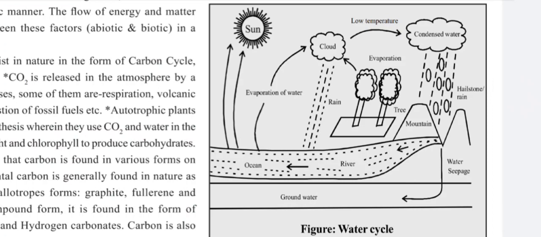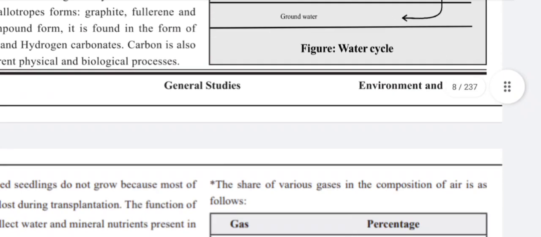After evaporation, cloud in the presence of low temperature condenses water. Condensed water falls on mountain ranges as hailstone or rain, and at the last we can see water seepage, which creates the groundwater level.